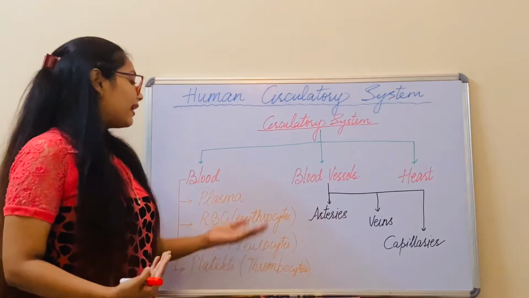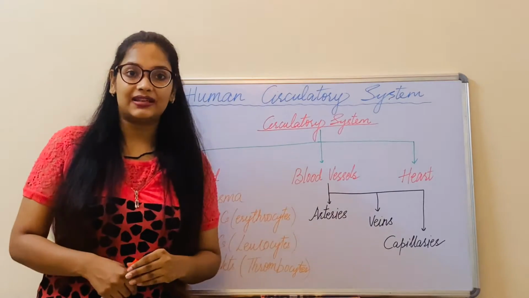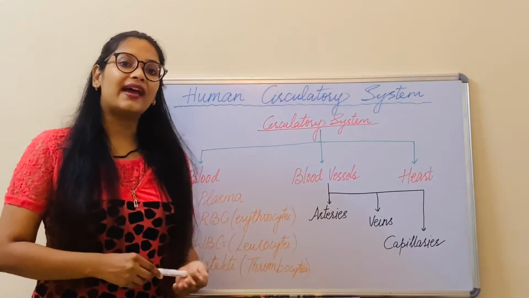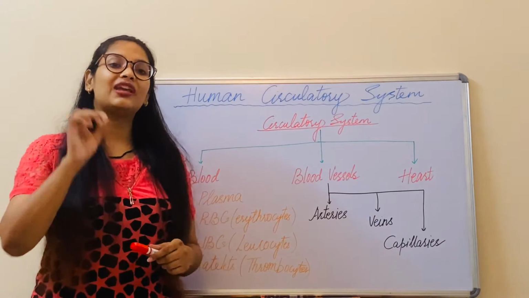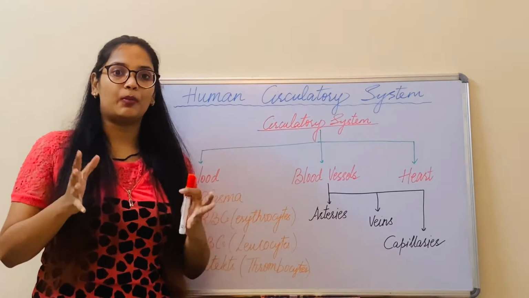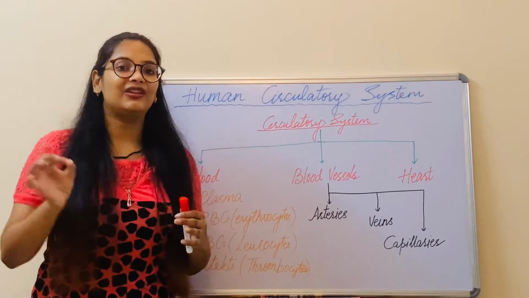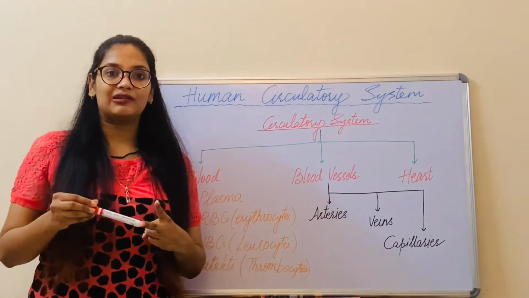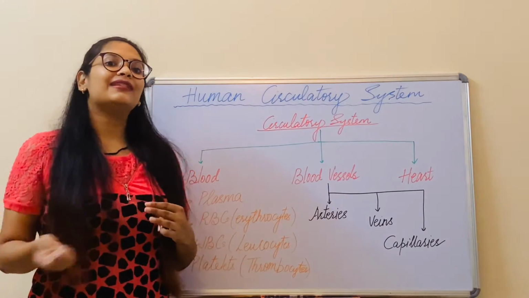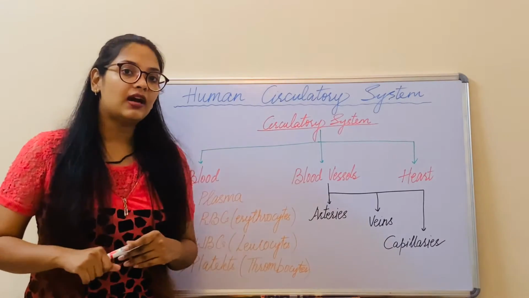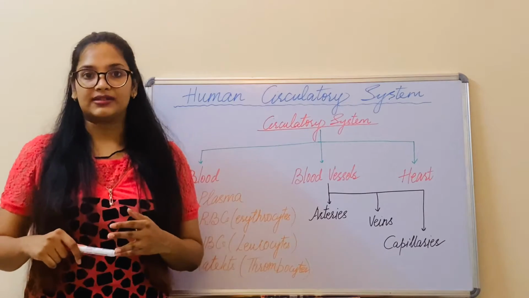The leukocytes are of two types basically, granulocytes and agranulocytes. Granulocytes are called granulocytes because they have small granules. If you see the microscopic view, they have small granules inside them, and they are namely the acidophils, the basophils and the neutrophils. Whereas agranulocytes have a clear cytoplasm, and they are the lymphocytes and the monocytes.